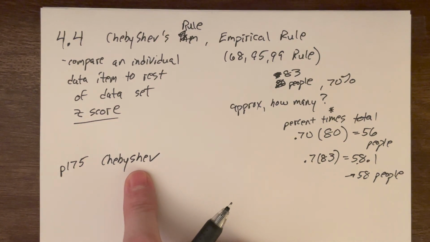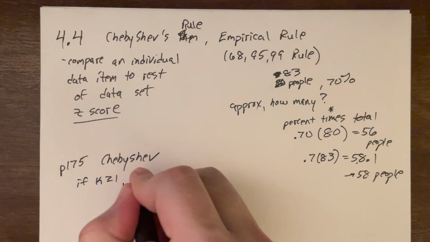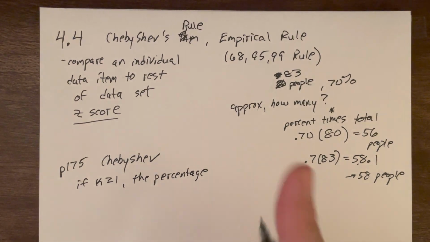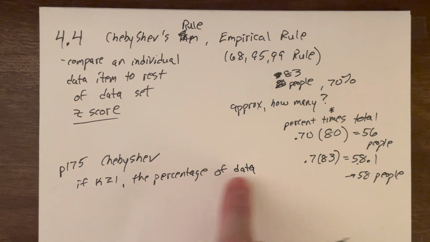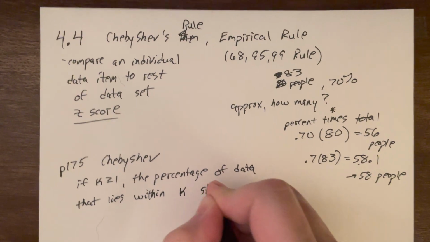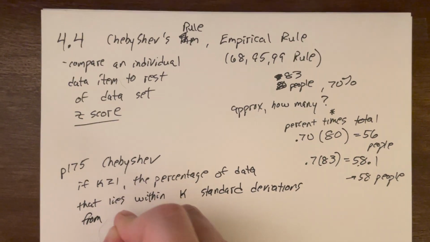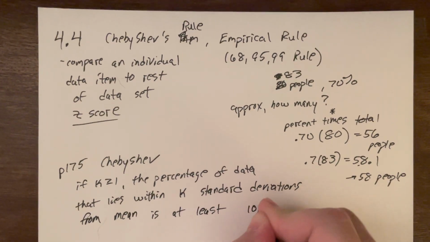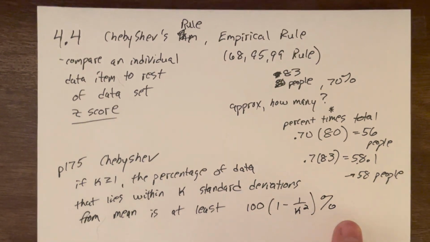Chebyshev's rule says that if k is some number greater than or equal to 1, the percentage, formally in our book, they call it the percentage of observations, but we could also just talk about that as the percentage of our data, the percentage of our data that lies within k standard deviations from the mean is at least 100 times the quantity, 1 minus 1 over k squared percent.